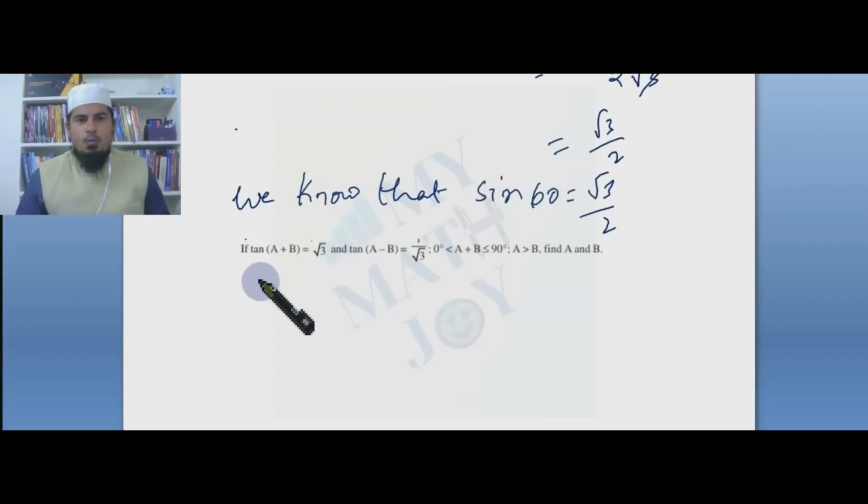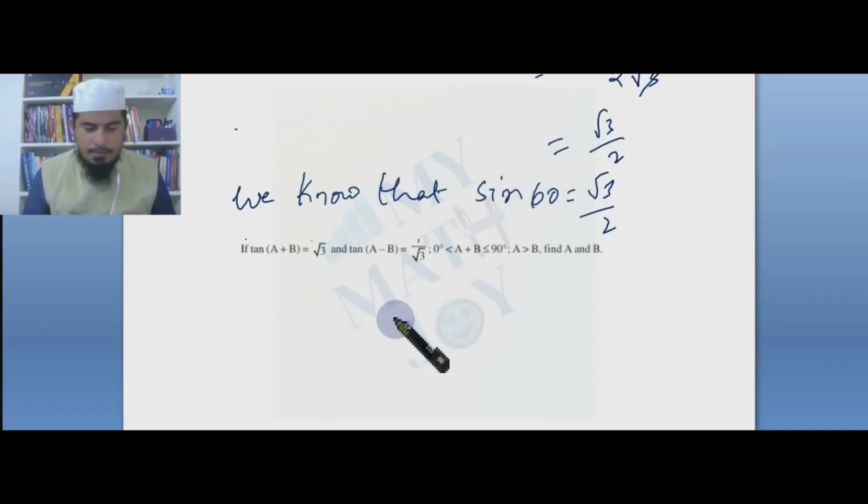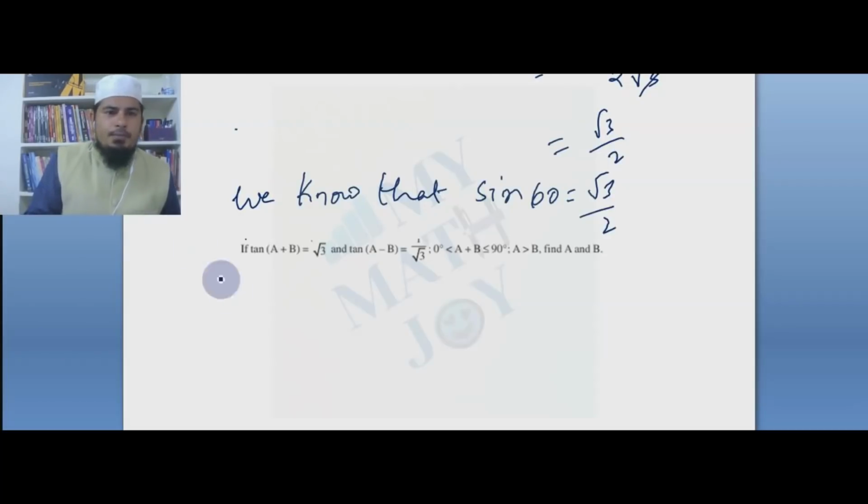Now let's see a very important question. If tan of a plus b is equal to root 3 and tan of a minus b is equal to 1 over root 3, then we have to find a and b value. Many questions of this kind can be framed, and you will get some of them in practice. Now, how do we solve these types of questions? Let us see.